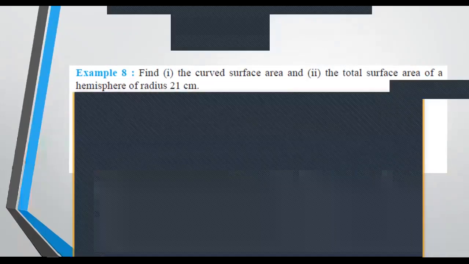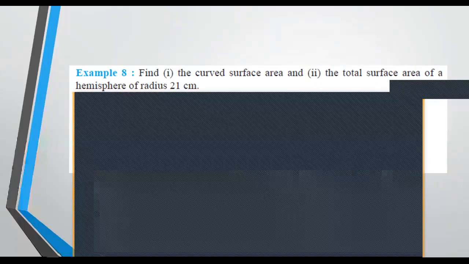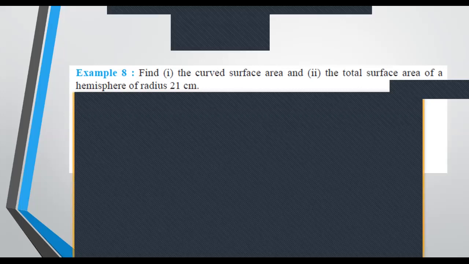So here we go. Find the curved surface area and the total surface area of a hemisphere of radius 21 centimeter. Here we don't need h and all. Can somebody tell me what can be the height of a sphere? What can be the height of a sphere? The diameter. Yes, it is not the radius, it is the diameter, twice the radius. That's the height.